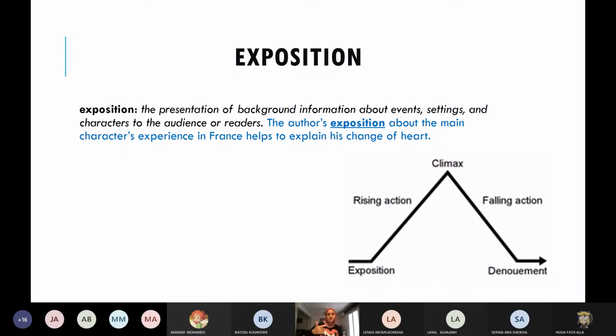Setting, characters, beginning of conflict, and then the rising action will take the conflict to the climax, and then the falling action, and then the conflict is solved. But what happens in the exposition at the beginning of each novel? I meet the setting, the character, and the conflict. Okay, this is the exposition. The author's exposition about the main character's experience in France helps to explain his change of heart. This is an example in a sentence.